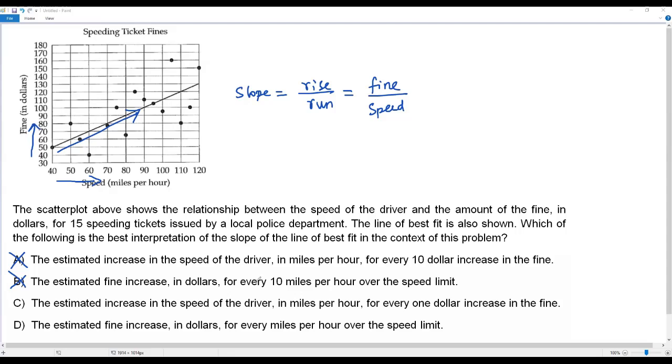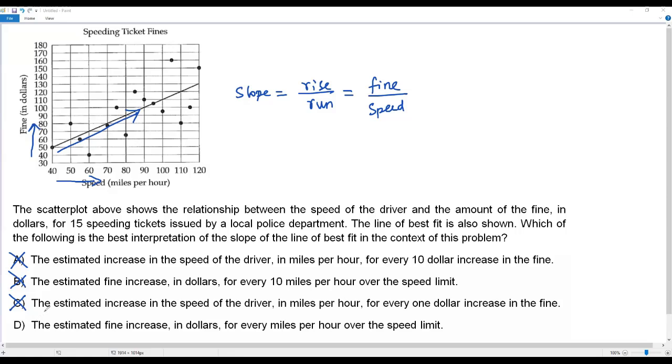Now let's go to option C. The estimated increase in the speed of the driver in miles per hour for every $1 increase in the fine. This is also logically incorrect, because option C says the interpretation of the slope is how the speed increases with respect to the fine. It is like saying that if the fine is too low, we can increase our speed. That's logically incorrect. So option C is also incorrect because of that logical mistake. It's similar to option A. Now let's go to option D.